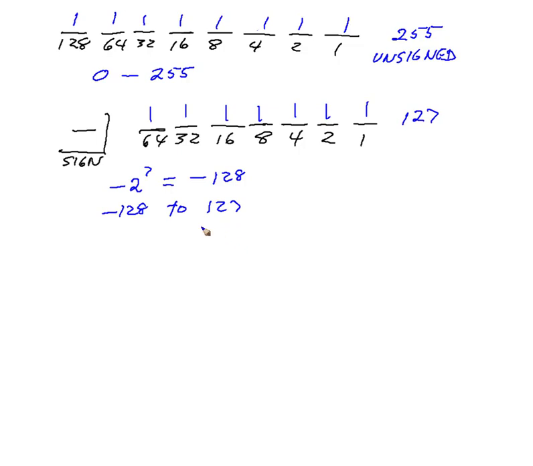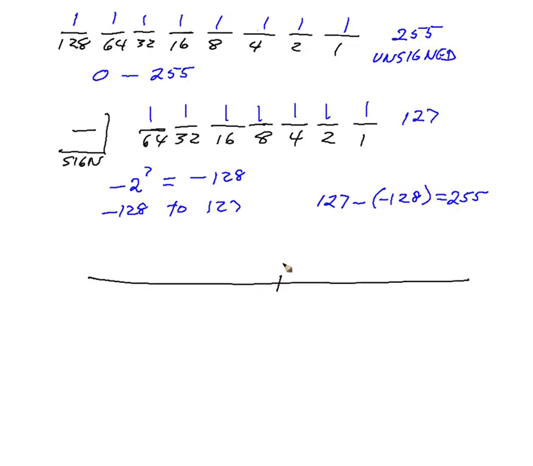Think about that just a minute. How big is that range? How wide is it? If you subtract negative 128 from 127, guess what you get? The answer is you get 255. What does that mean? Let's draw a number line. So here's 0, and here's 255.